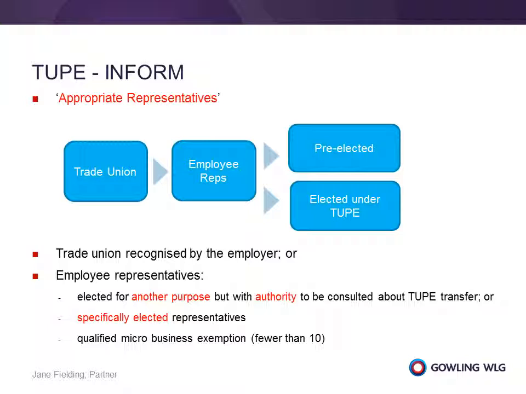So who are the reps? Well, if there's a trade union recognised by the employer for all the staff or a section of the workforce, then for those staff to whom the recognition applies, the trade union has to be consulted. For other staff, or where there's no recognition at all, the employer can choose between consulting with reps who've already been elected for another purpose, as long as their remit is wide enough to cover the TUPE transfer, or the employer can invite the employees to specifically elect representatives for this TUPE transfer.